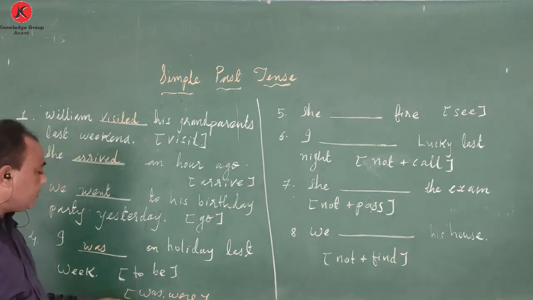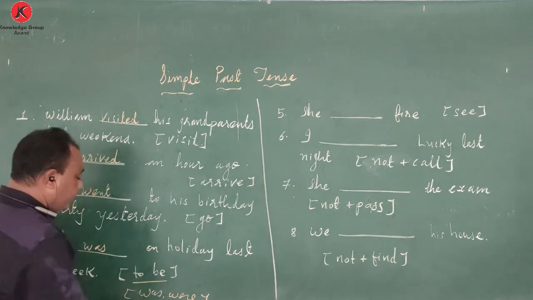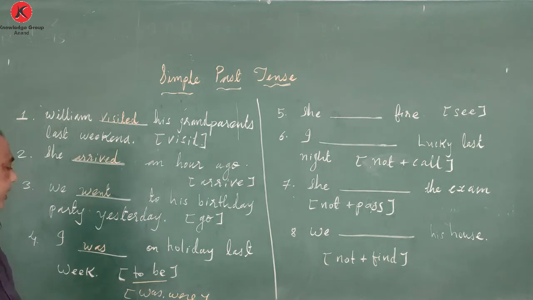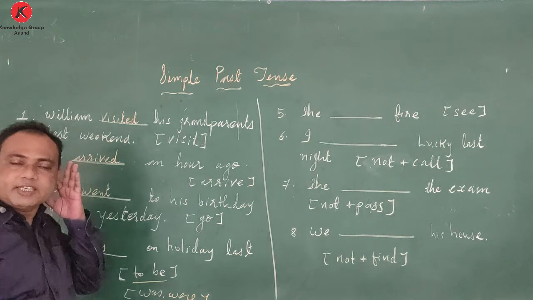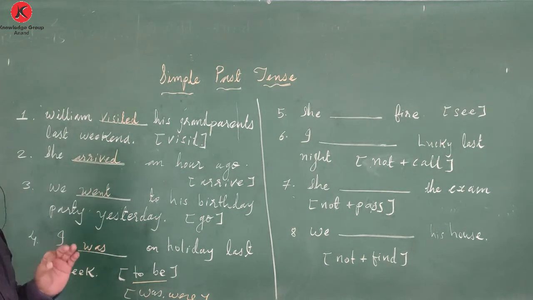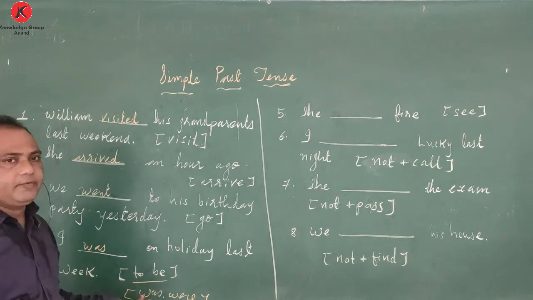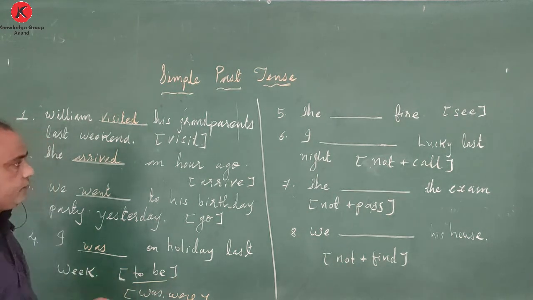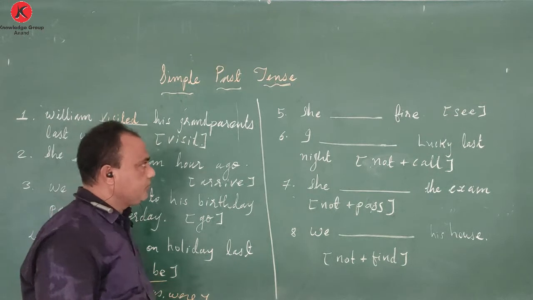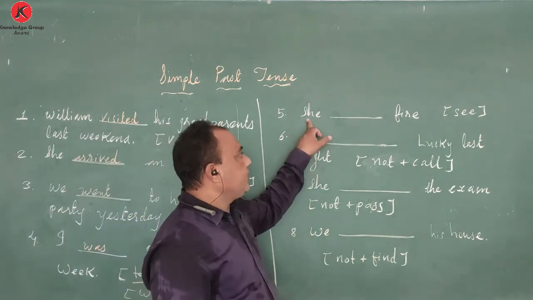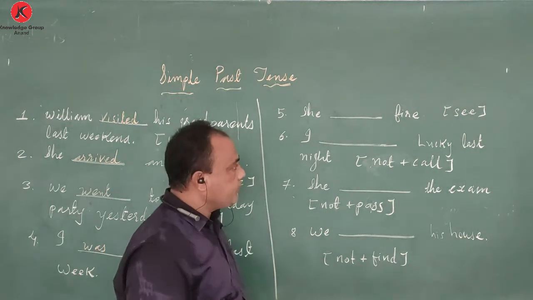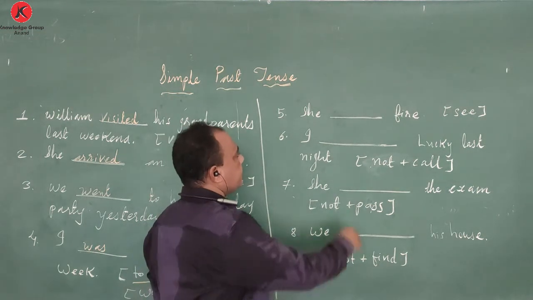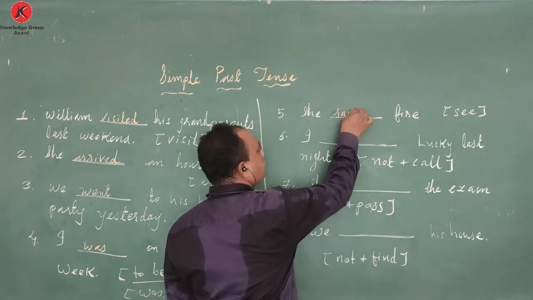So by this particular word to be, you don't have to get confused. What they are asking for is the proper form of the verb. In the present, am, is, are, and in the past, they're asking for was and were, whichever is suitable according to the subject. Fifth one, she dash fire. Second form of the verb, she saw. She saw fire.